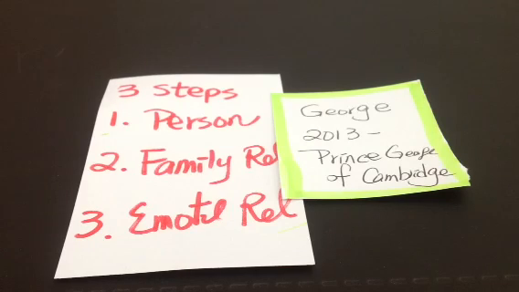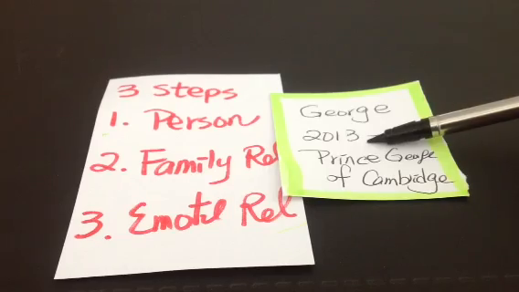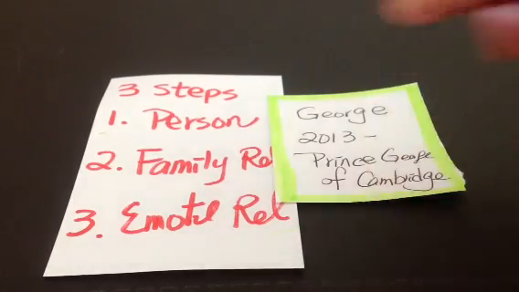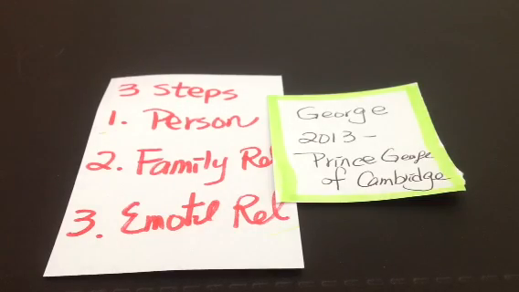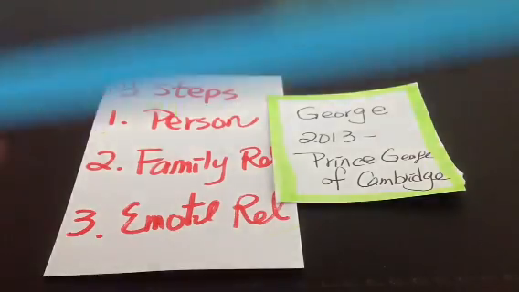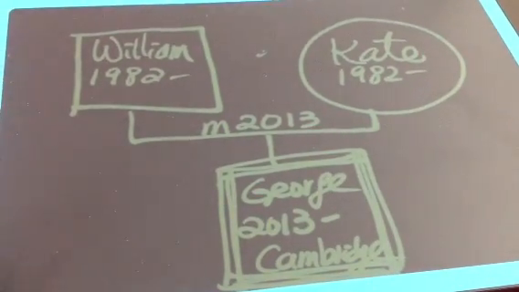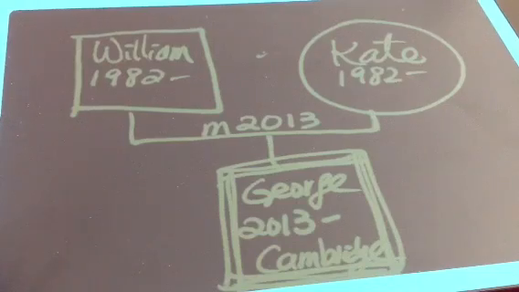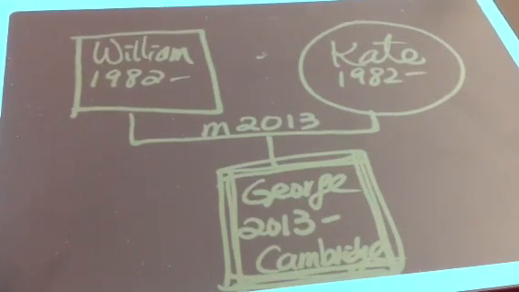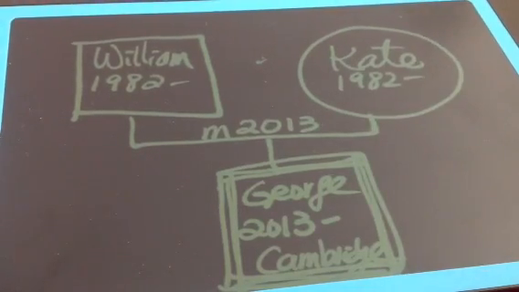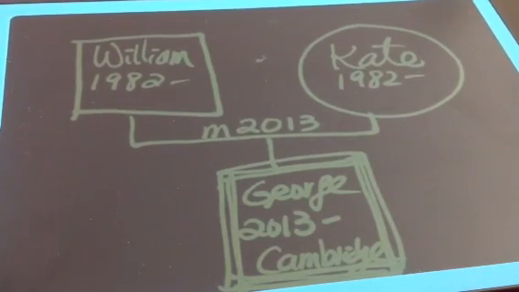So you see, this is Prince George, the year he was born, and his official title, Prince George of Cambridge. Now let's look at his parents. If you just want to draw something easy, it would look something like this: Prince George, mom Kate, father William, and their birth years. They were married, so I put the M for 2013. So this is a family relation example.